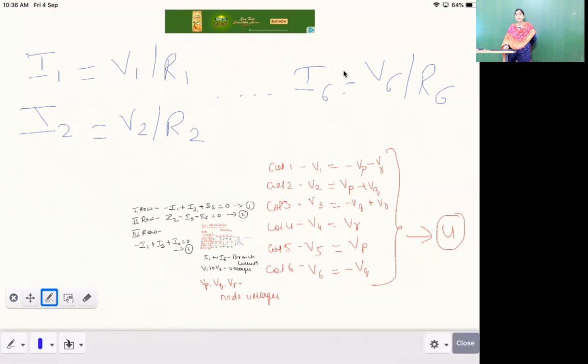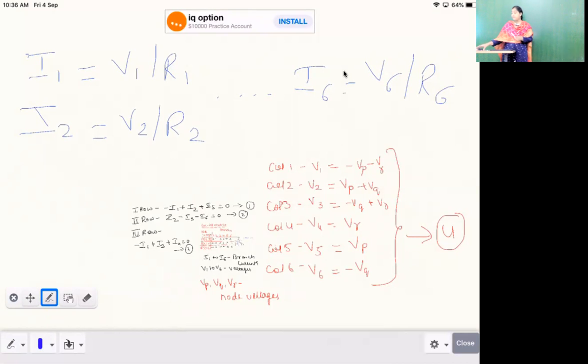So you will get 3 equations in terms of VP, VQ and VR. We have 3 unknowns and 3 equations. If you solve those 3 equations, we will get the node voltages. After finding the node voltages, substitute them in equation number 4, and you will get the branch voltages. After getting the branch voltages, substitute them in I1 to I6 and you will get the branch currents. This is how we solve the cut set schedule based on the node analysis concept.